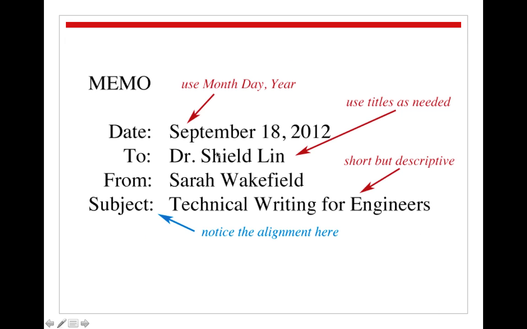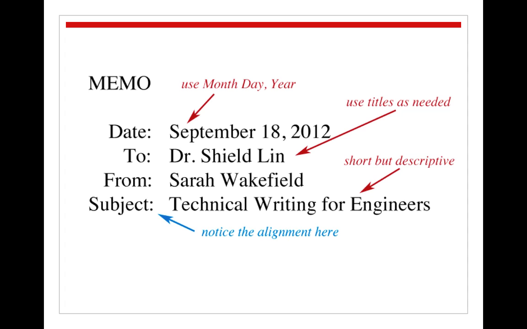You start with the word memo in all caps, then the date in month, day, year format. The recipient of your letter, be sure to use the appropriate title as needed. From, this would be you. And then your subject, which should be short but descriptive, not something that says attention or proposed change. Notice the alignment here. One of our video lectures for this week goes over how to format this.